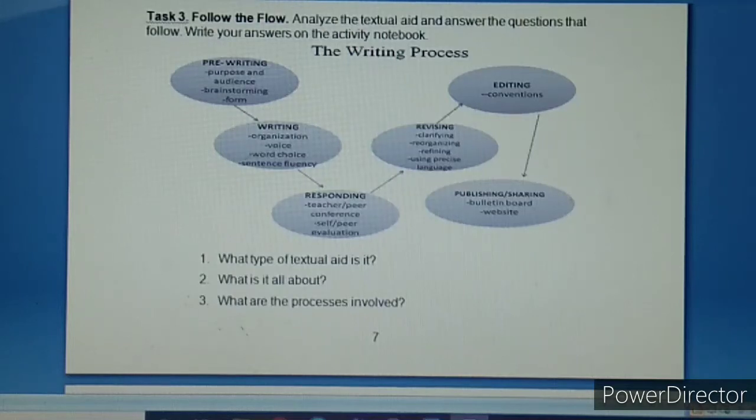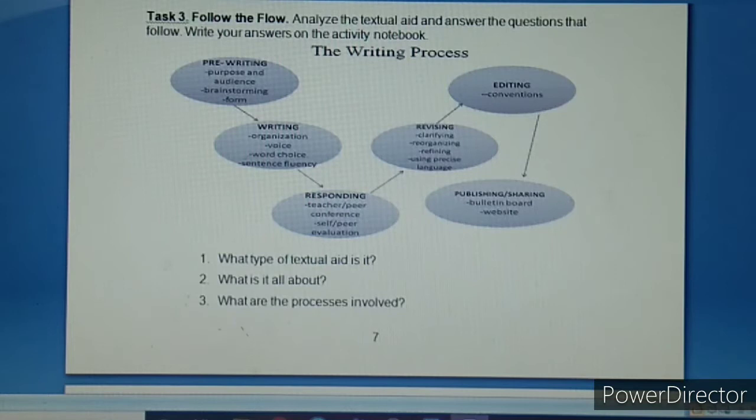Let's move on to task 3. Follow the flow. Analyze the textual aid and answer the questions that follow. Write your answers in your answer sheet. This textual aid is entitled The Writing Process. There are 6 ovals.